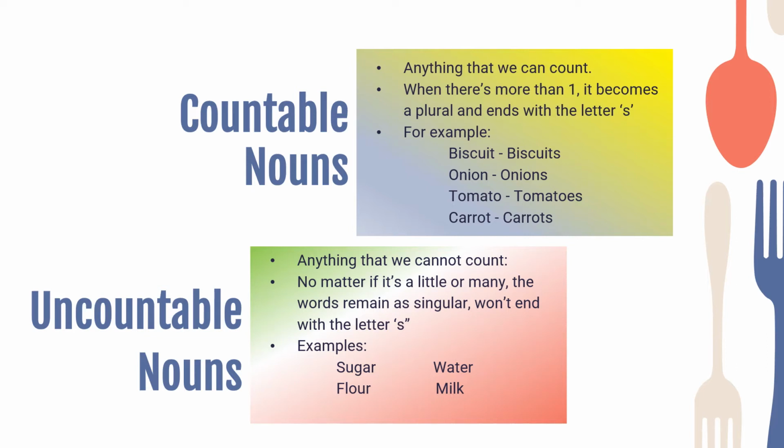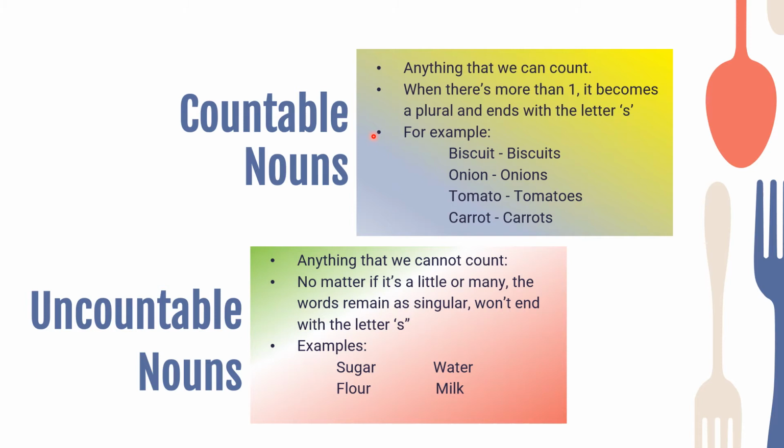Did you notice from the song as well as the words that you've read along to a while ago, there were countable and uncountable nouns in them? Let's have a look at what countable nouns and uncountable nouns are. First, we look at countable nouns. Countable nouns are anything that we can count.